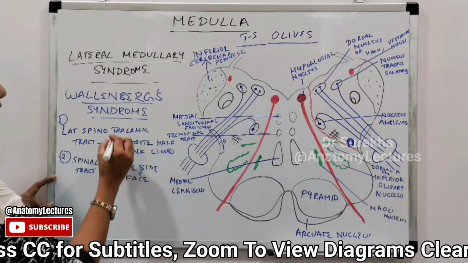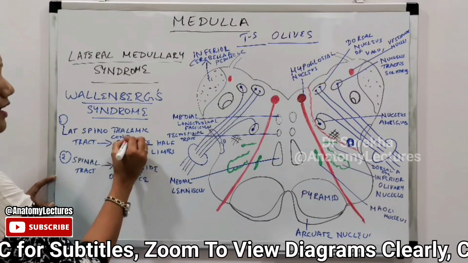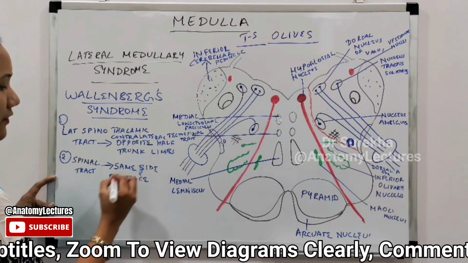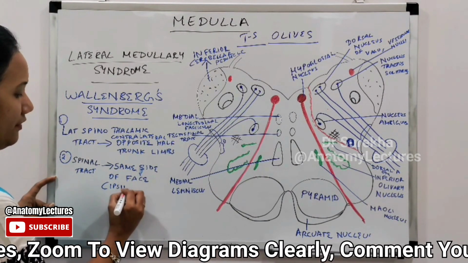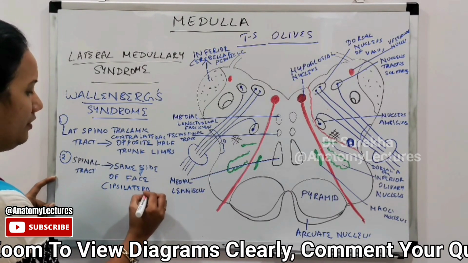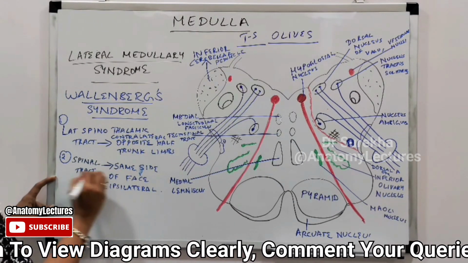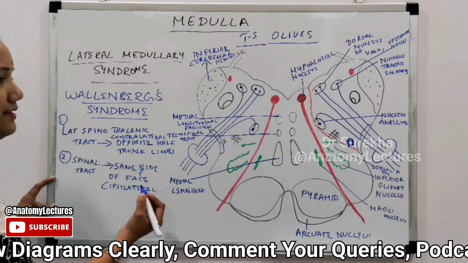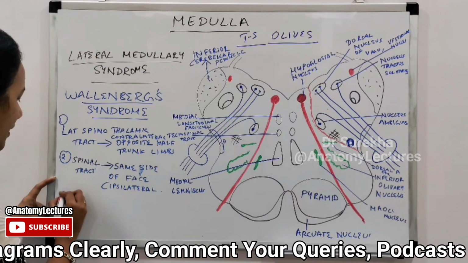So opposite we refer to it as contralateral, and on the same side we call it ipsilateral. Same side, ipsilateral. Okay. So because of the involvement of the spinal tract, there is ipsilateral loss of pain and temperature sensation on the same side of the face.